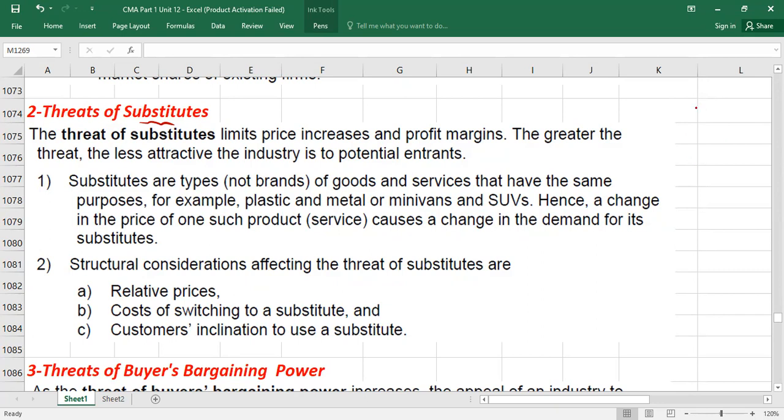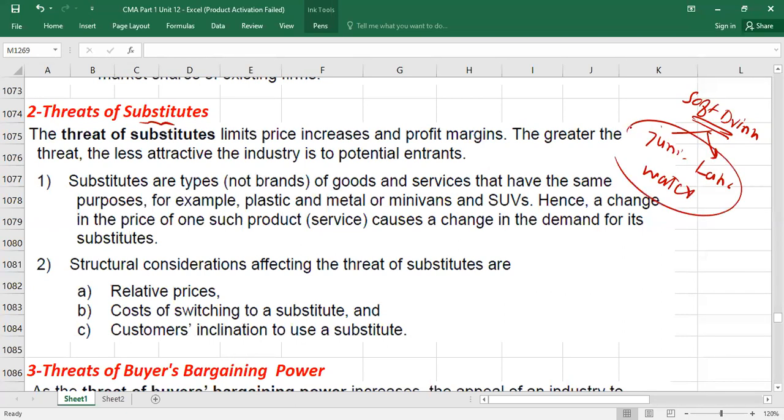For another example, let's assume you are going to sell soft drinks. There are so many substitutes available for soft drinks. It could be juices, it could be lemon, it could be water. So there are so many alternatives available. If so many substitutes are available, understood, then that market is not good for you.